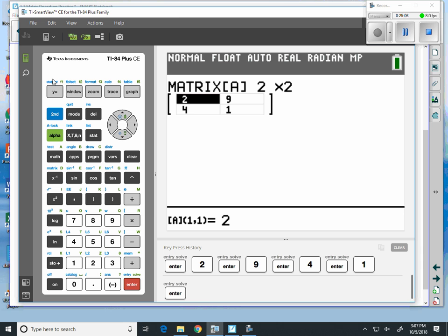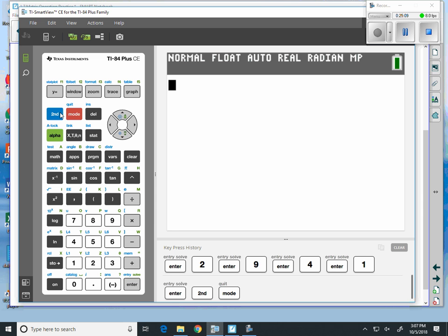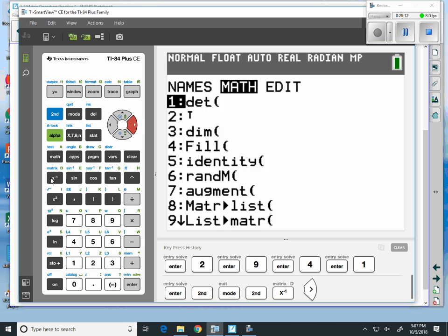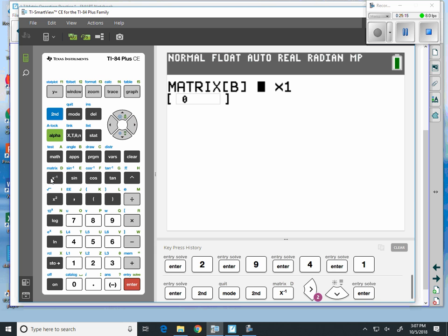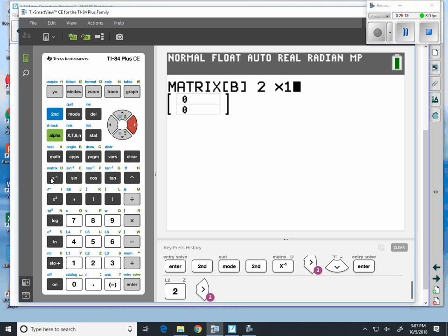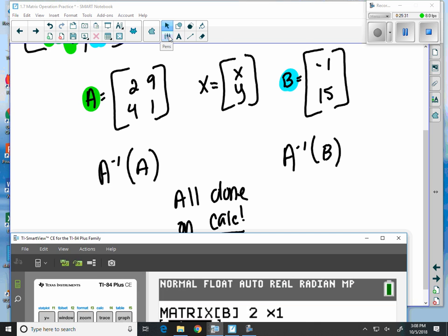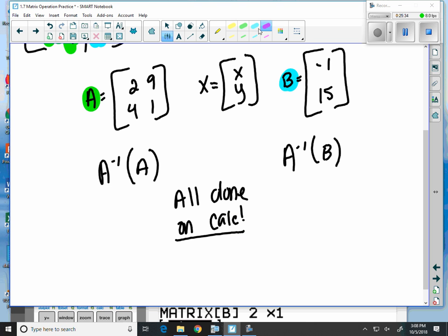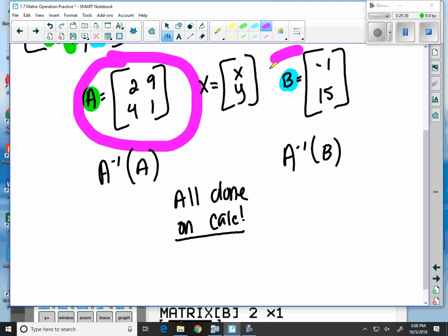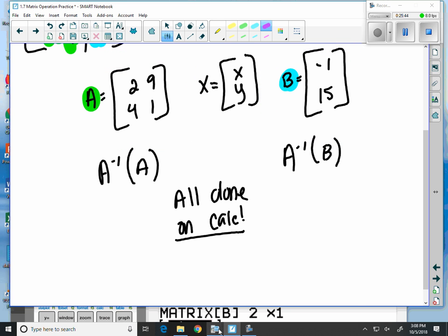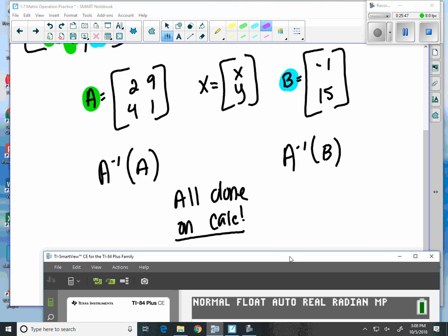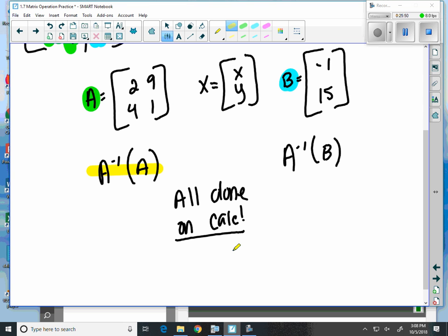Then you're going to press second mode, and then second matrix again, over to edit, put in matrix B. Matrix B is a 2 by 1, and our numbers there are -1 and 15. So again, I'm getting those numbers from right here. This guy was matrix A, this guy was matrix B. Those are what I put into my calculator. Okay, so like I said, we're going to go ahead and do A inverse times A.